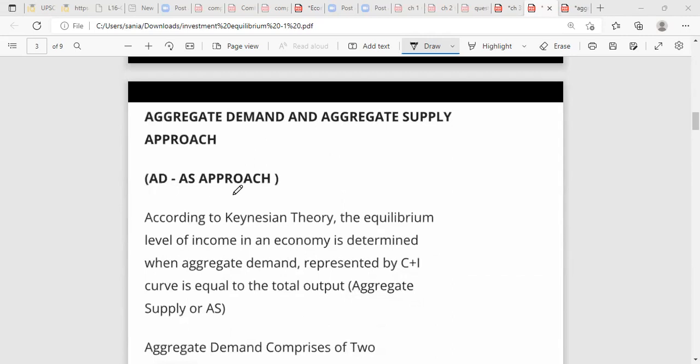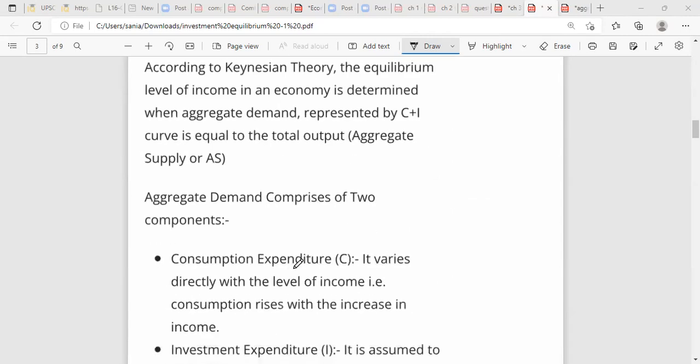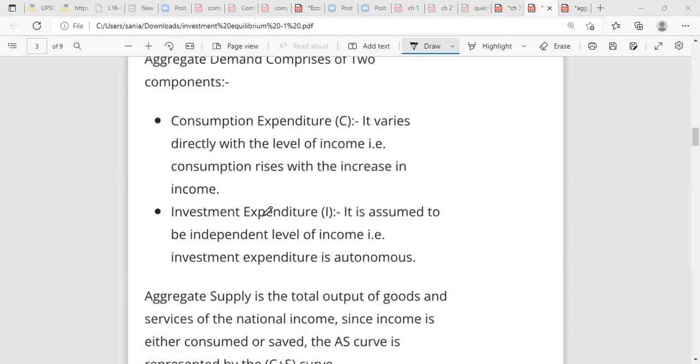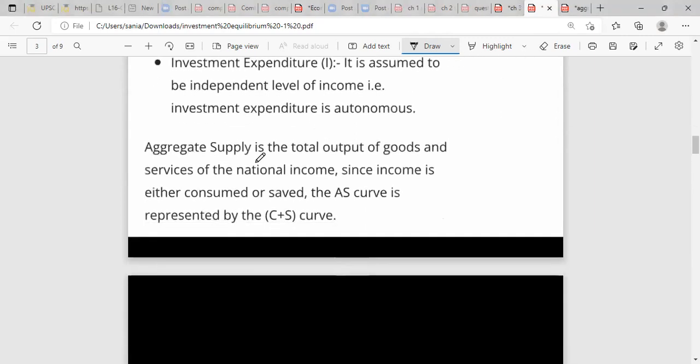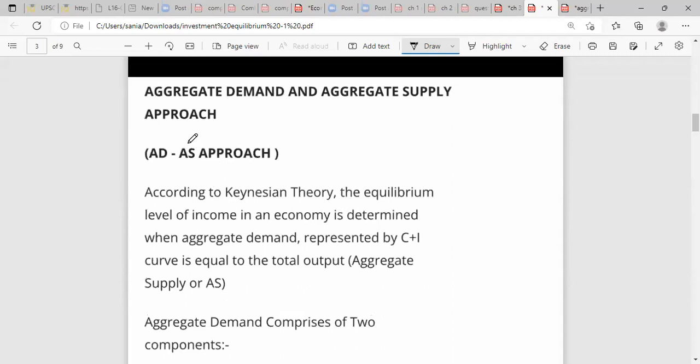Now see, AD and AS approach. You already know what is AD, basically aggregate demand. You already know it comprises two things, consumption and the investment expenditure, because out of four things we are only going to take the two components, right? And aggregate supply, you already know everything. Okay, so you will not write this, you will write aggregate. This is your approach. So first of all, AD-AS approach.